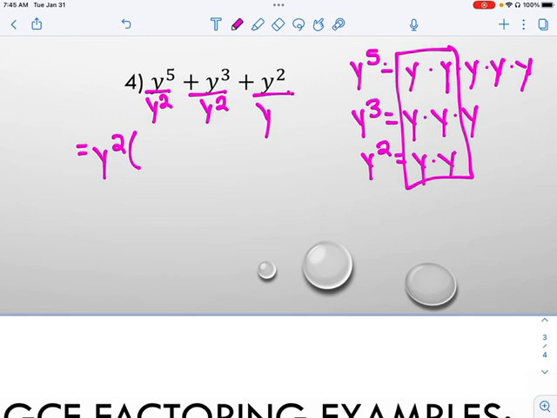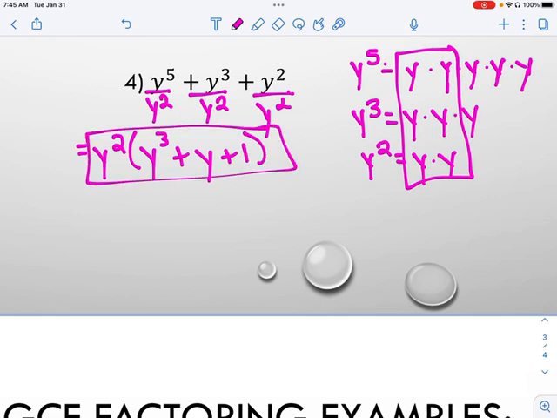If I have 5 y's and I take away 2, I'm left with y to the third. If I have 3 y's and I take away 2, I'm left with 1 y. And if I have 2 y's and I take away 2 y's, I'm left with just a 1. And that is our GCF factoring with just the variables.